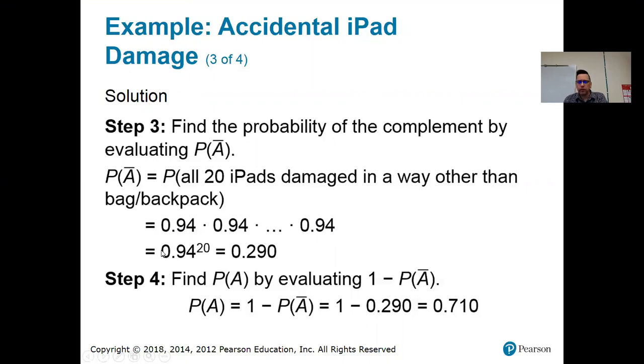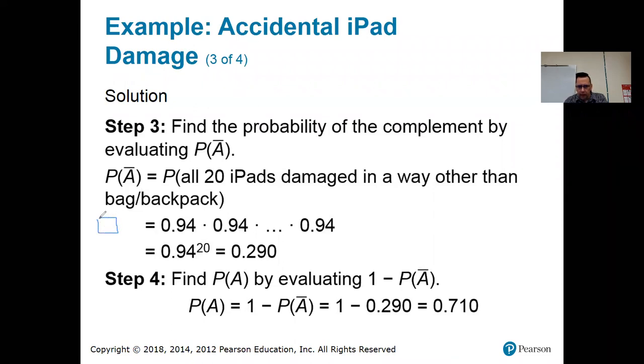Good thing we have exponents. This is going to be 0.94 to the power 20. I would encourage you to try that on your calculator. You should have an exponent button that looks like this with a little caret on it, or some calculators have something that says x to the y or y to the x. Those are used for doing exponents. So if you do 0.94 to the power 20, you should be able to see how they got this answer, 0.290. That is the probability that all 20 were damaged some other way.